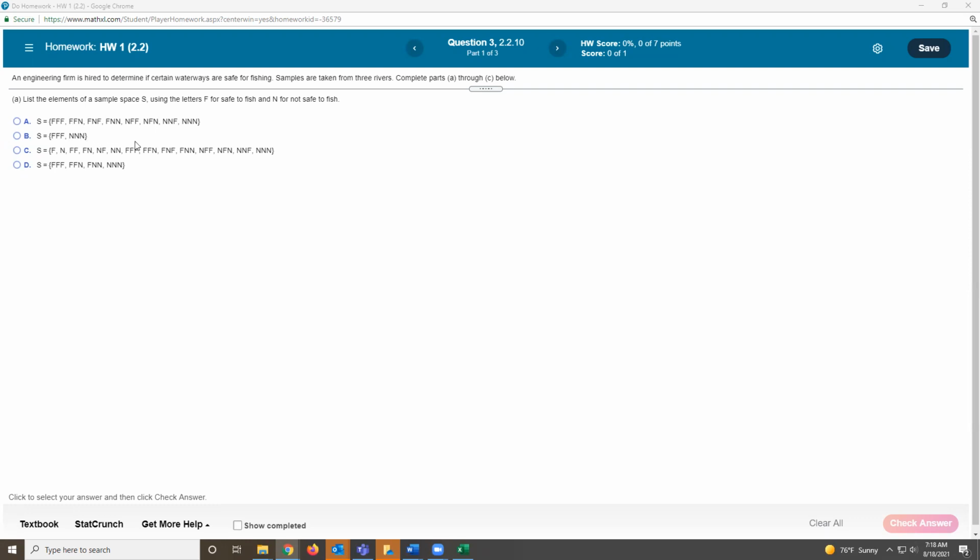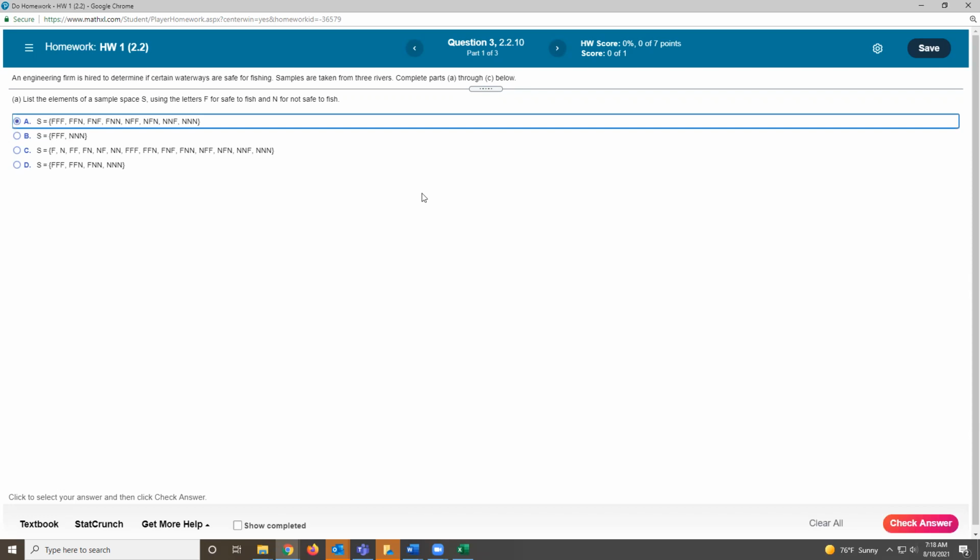So 1 of them safe would be this, NFN, because N is unsafe, F is safe, and then unsafe. We should also have F occurring in the 3rd spot, 2nd spot, and we should also have a point where F occurs in the 1st spot, followed by N and N. So it's this one. And then the other possibility that is left is that all 3 are unsafe, N, N, N. So this is correct.